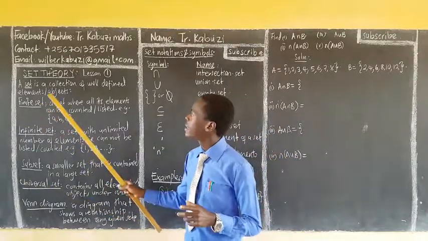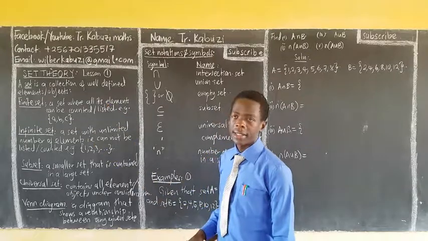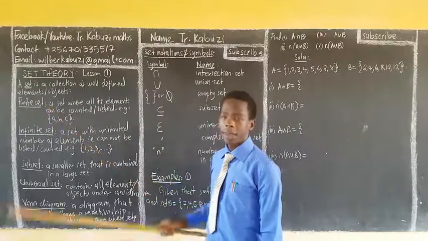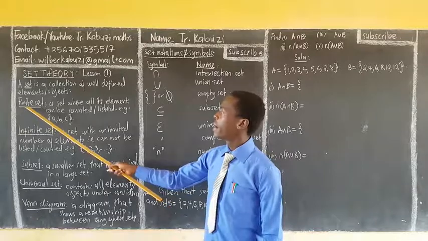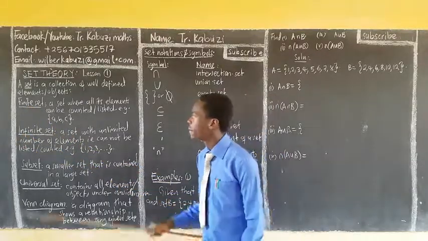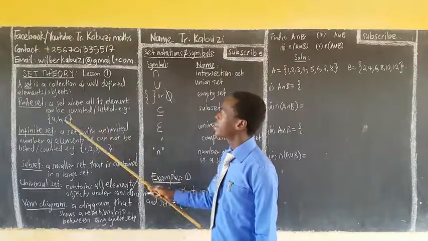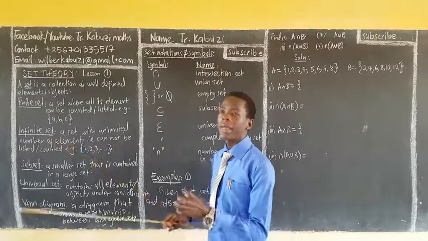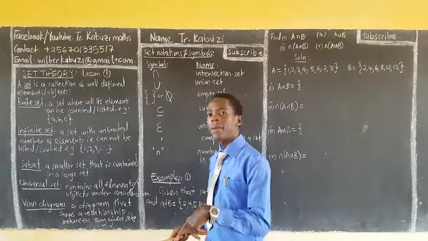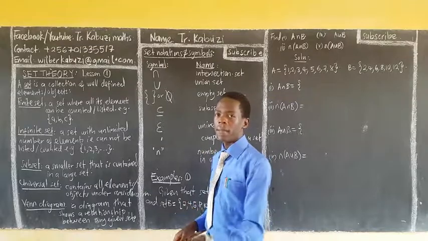Okay, what is a set? A set is a collection of well-defined elements, or objects. We have two types: a finite set and an infinite set. What's the difference? A finite set is a set where all elements can be counted. So you know the exact number of elements in that set, and you can list them.